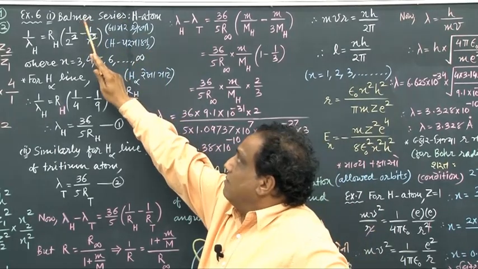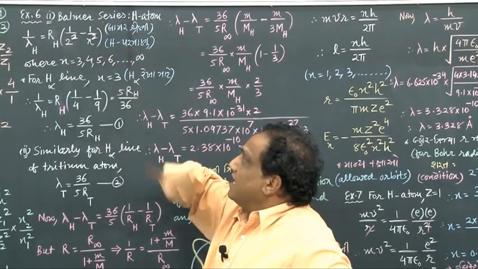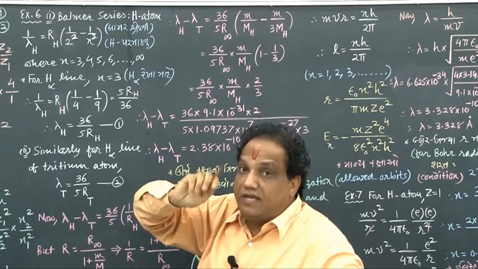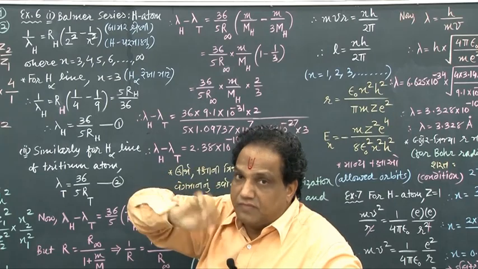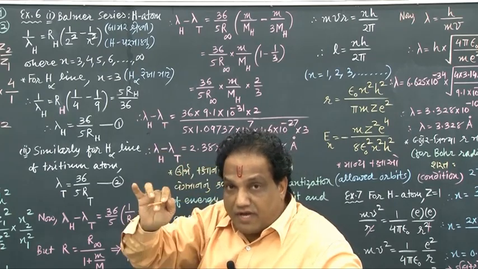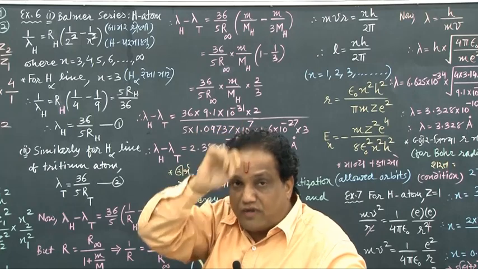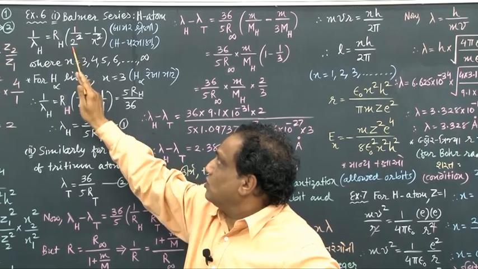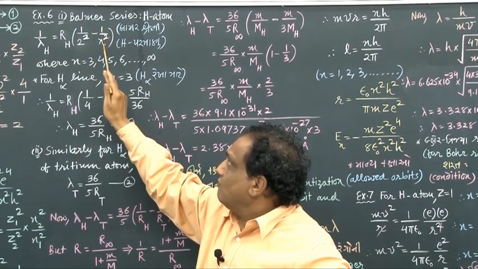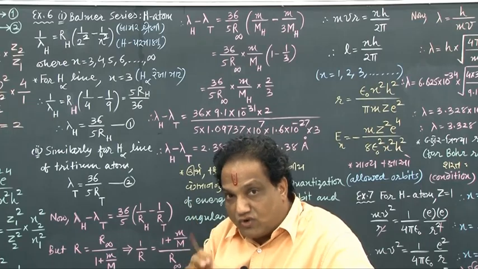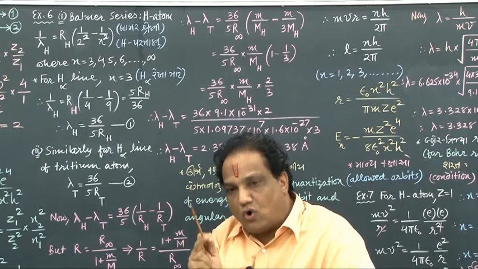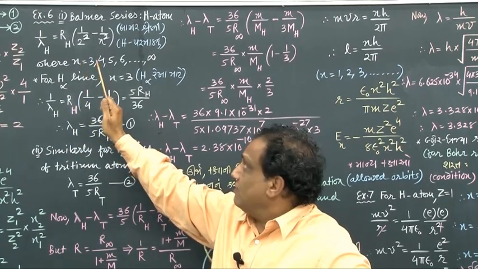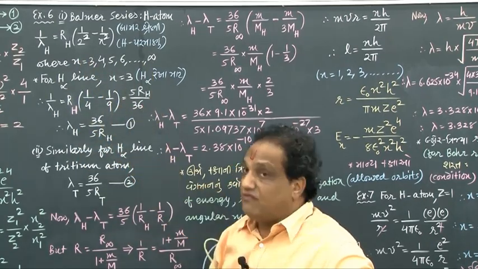We are talking about the Bohr series for the hydrogen atom. What was the formula for finding the wavelength of a spectral line in the Bohr series for the hydrogen atom? Remember that formula? 1 upon lambda equals R into bracket 1 upon 2 square minus 1 upon n square. What are the values of n? The values of n are, after 2, all the positive integers: 3, 4, 5, 6, up to infinity.